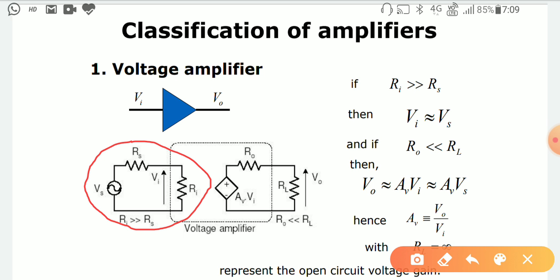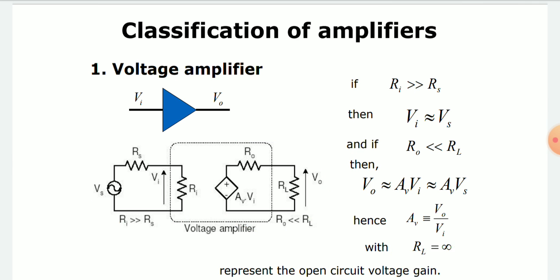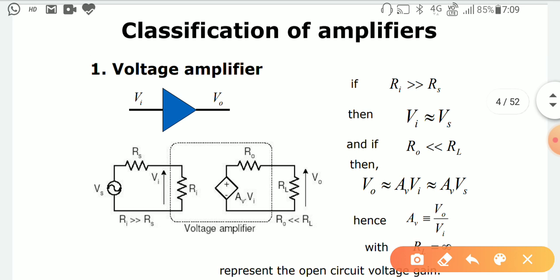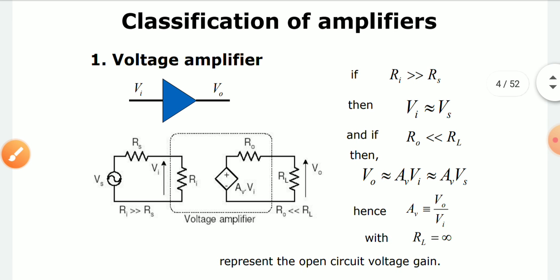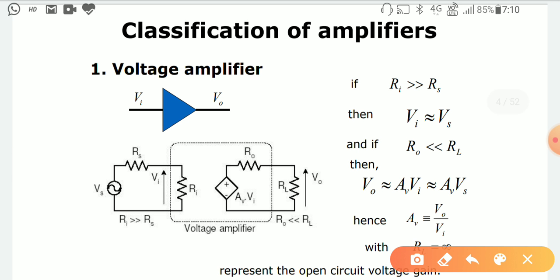In the same way, the output side will look like this. Here the diamond shape portion is the induced voltage source of the amplifier, with value Av Vi. This is the voltage induced due to the input side. R0 is the output impedance of that particular device, and RL is the load impedance of that amplifier.